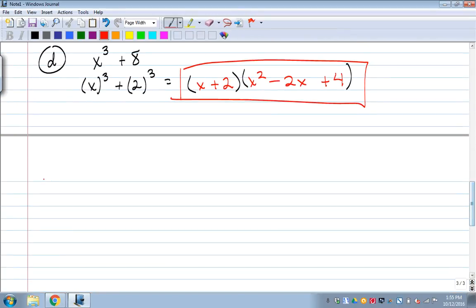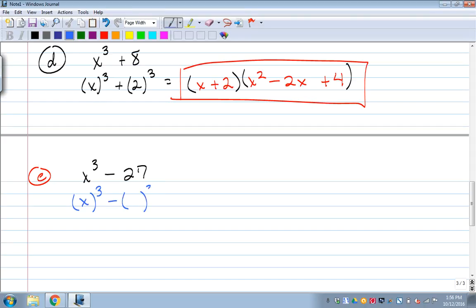Example E. Let's do x to the third minus 27. So we're still going to do the same things that we did in the first three examples. We're going to see if it's in descending order, if there's a greatest common factor, that sort of thing, and then we're going to count the terms. There's two terms there, and we see a third power. That's what triggers us to think, oh, it's a sum or a difference of cubes. This one would be a difference of cubes.